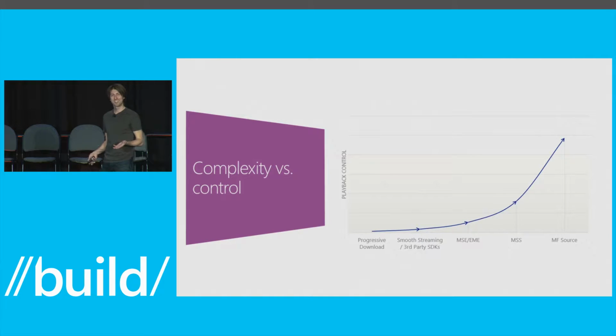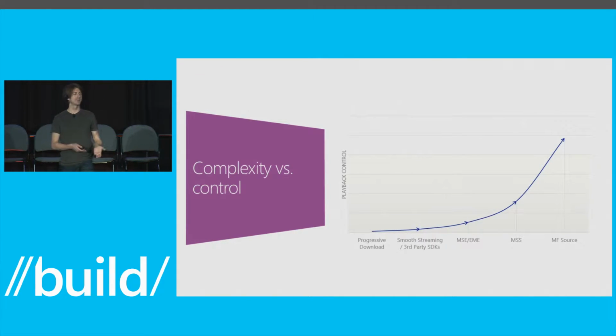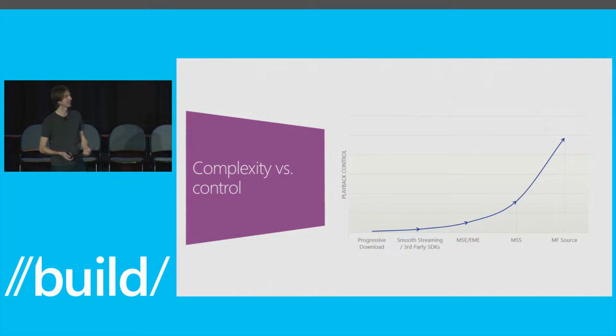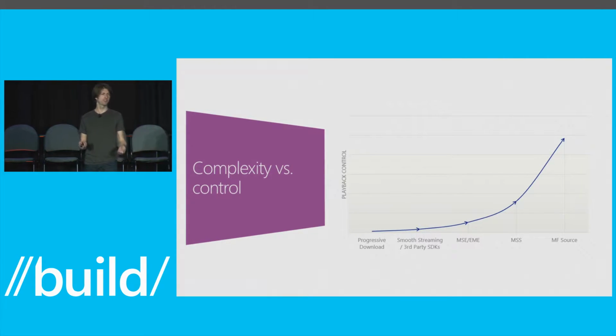Now, I mentioned a lot of different options, so let's get a sense of what that means for you in the context of complexity versus control. When you think about something very simple like progressive download, which really isn't streaming, it's really just about getting a file down into memory and playing it back. There isn't anything that you have to do. You set the source of a media element and it just downloads and plays. This is what we've traditionally seen on the web for a very long time.